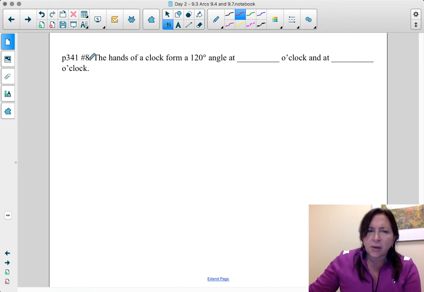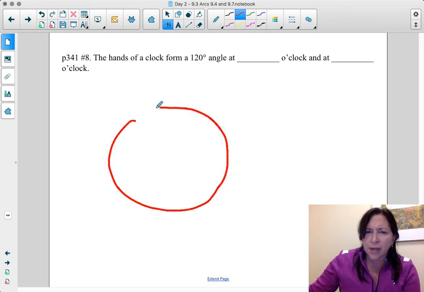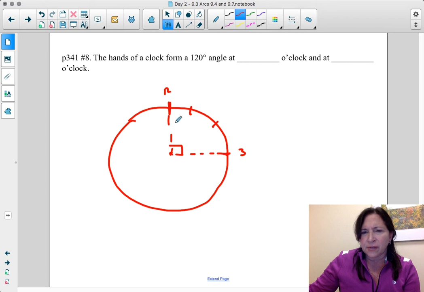On this problem right here, this is from our homework. The hands of a clock form a 120 degree angle. So what I want you to think about is this being 12 o'clock. Over here is 3, and we know that this is 1, 2, 3. We also know that this is 90 degrees here. So if this is 90 degrees, I'm dividing 90 by 3, which means that each of these hour marks is 30 degrees. So I want a 120 degree angle, so 30, 60, 90, 120.